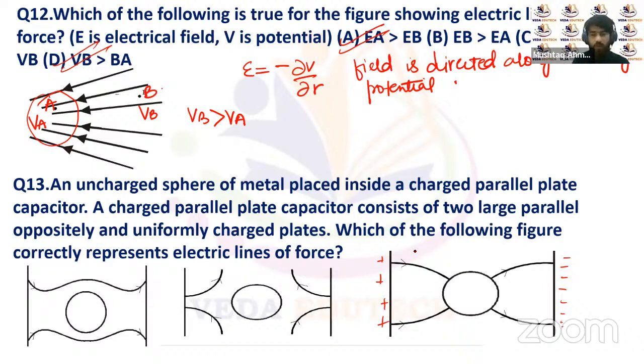Now you can see there will be an electric field, and this electric field will be falling normal on this metallic sphere. So the case in which the electric field lines fall normal to the sphere is this one. Here the field lines are falling normal to this metallic sphere, so this will be the correct representation of the electric lines of force. Option C will be the correct option.